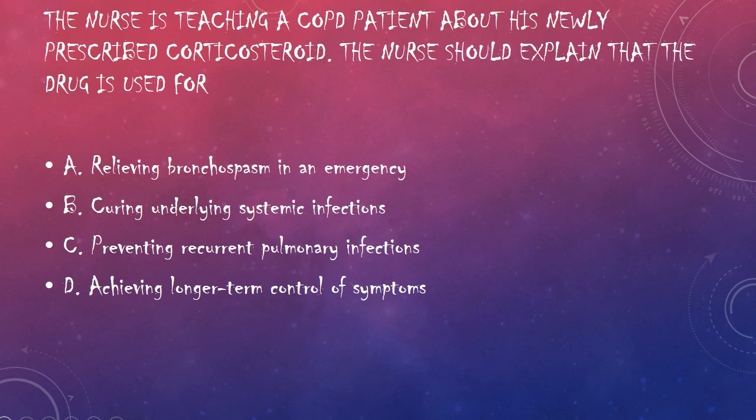They are given to help achieve longer-term control of your symptoms. Relieving bronchospasms is what the short-acting bronchodilator is going to do. Curing the underlying systemic infection is something an antibiotic is going to do. And preventing recurrent pulmonary infections is something that managing your COPD will help. You are not going to necessarily be able to prevent something.